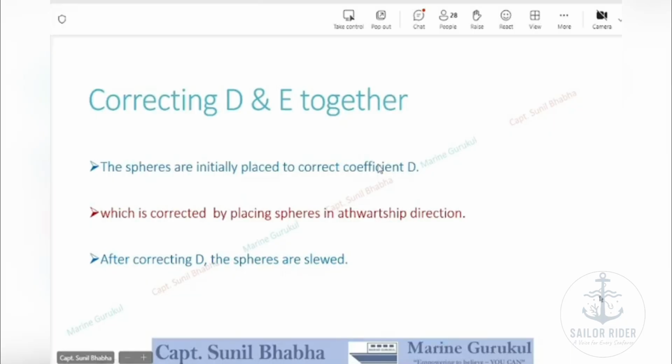Once the slew angle has been calculated, the spheres are initially placed to correct coefficient delta. For correcting coefficient delta, the spheres are placed in the Athwartship direction. After correcting delta, the spheres are now slewed by that particular angle.